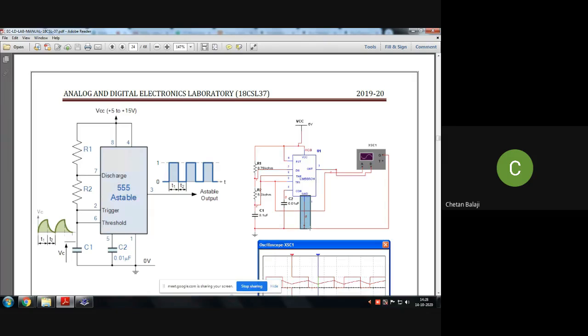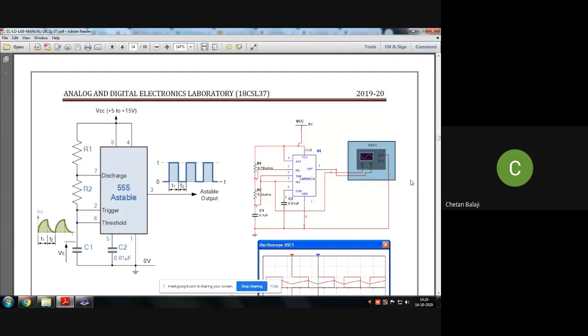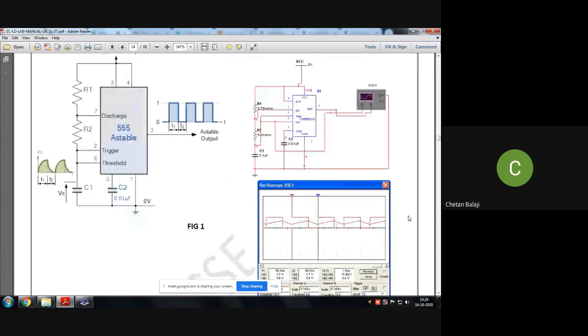This is the CRO, the cathode ray oscilloscope, which is used to see the waveforms. We will get this waveform, which is the output we expect. In this we should find what is the T on and what is the T off. That is all our job. Find out your T on and your T off.